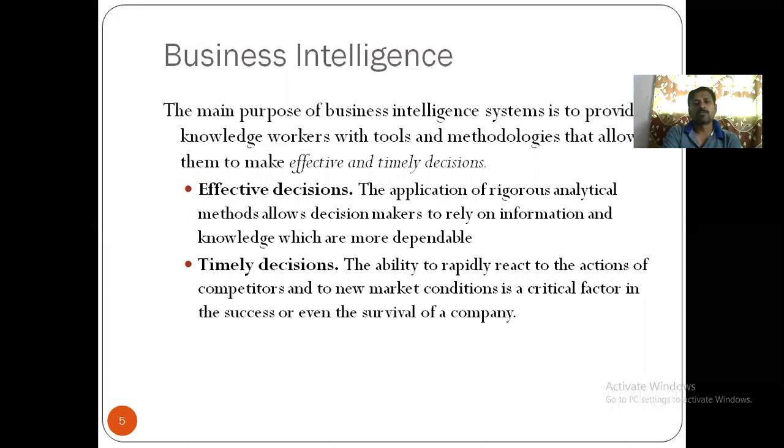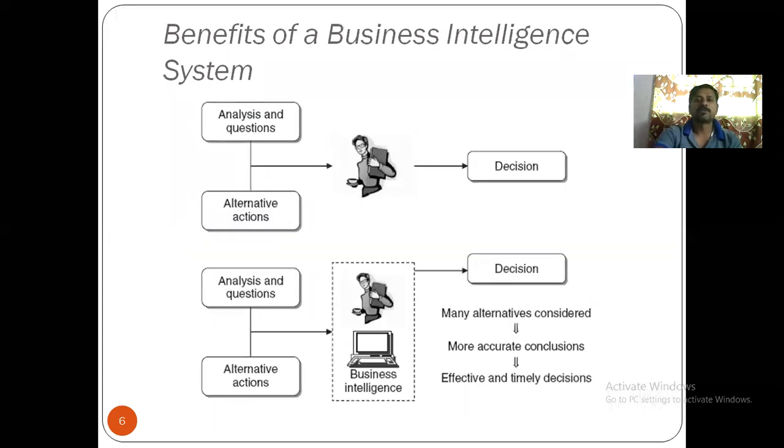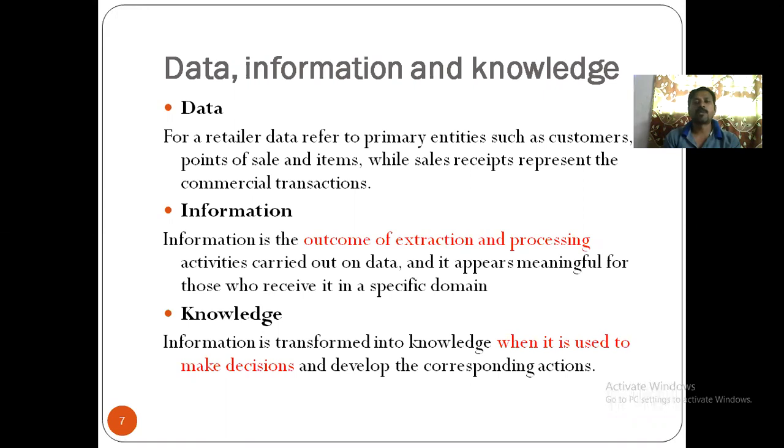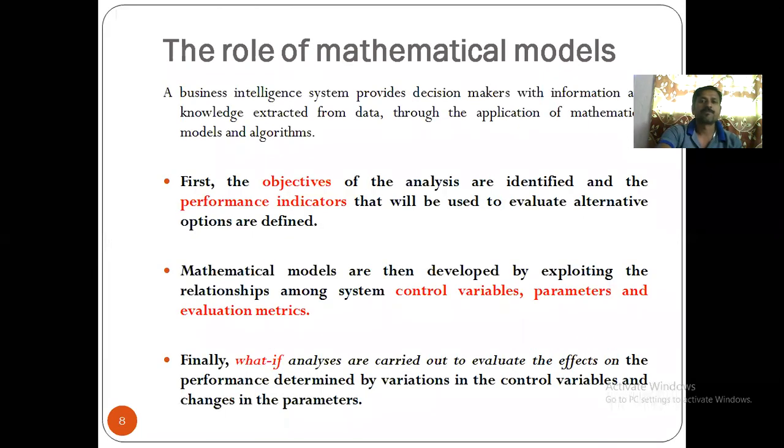What is the importance of effective and timely decisions in business intelligence, or how business intelligence is helpful in making effective and timely decisions for the decision makers. Then we discussed how it works with the help of data, information, and knowledge. What is the difference between data, information, and knowledge?